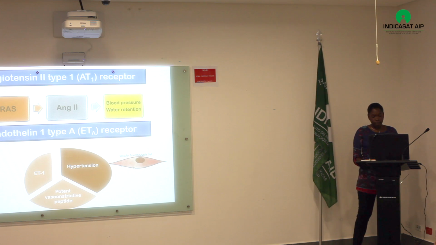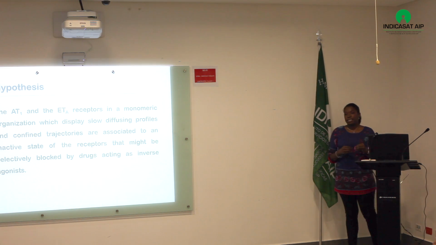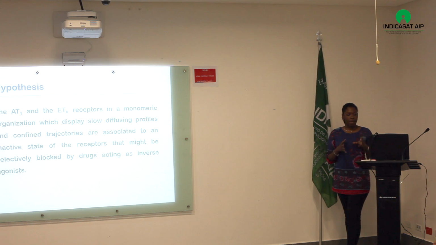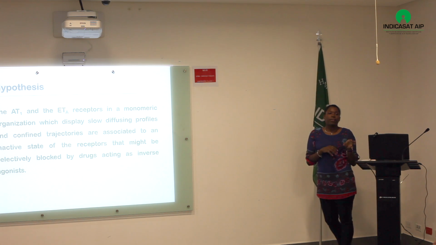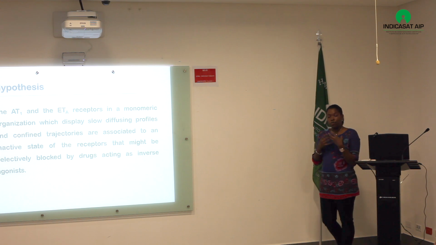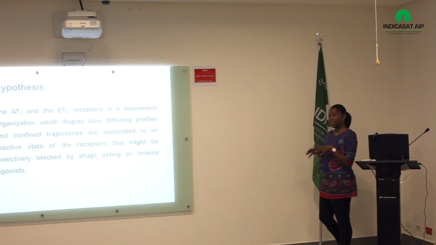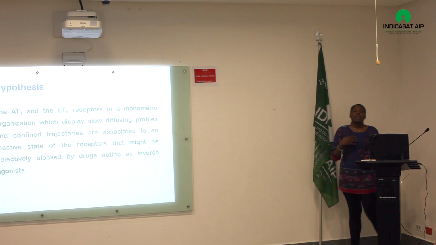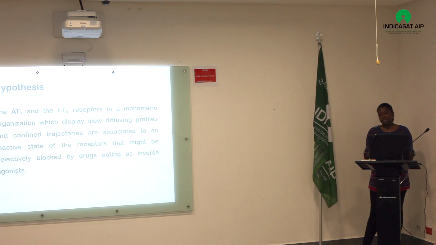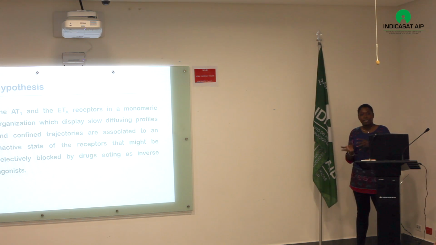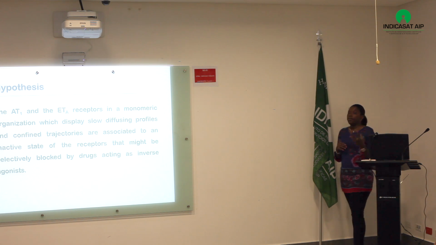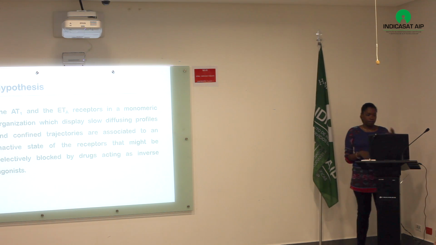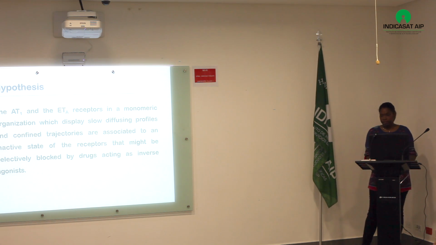So, given this, the hypothesis of my work is that the angiotensin type 1 and the endothelin type A receptors that are organized as monomers are moving slowly and they are restricted in a confined area due to receptors that are in an active state, and that will be blocked by the drugs that are called inverse agonists.